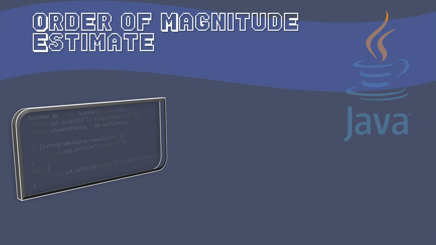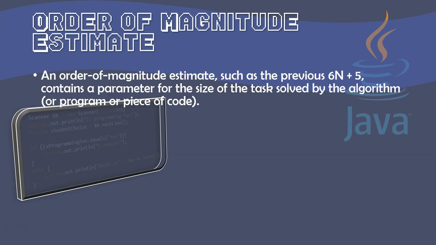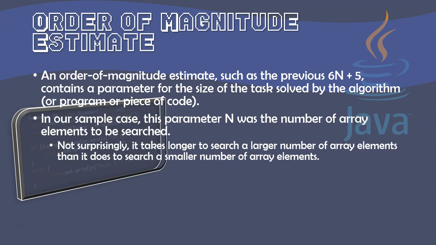And this, of course, leads us to our conversation on the order of magnitude estimate. So an order of magnitude estimate, such as our previous 6n plus 5, contains a parameter for the size of the task solved by the algorithm or program or some piece of code. In our sample case, this parameter n was the number of array elements to be searched. Not surprisingly, it takes longer to search a larger number of array elements than it does to search a smaller number of array elements. I mean, most people would assume that if you have 100 or something, it's going to take you longer to do it than if you had 10.